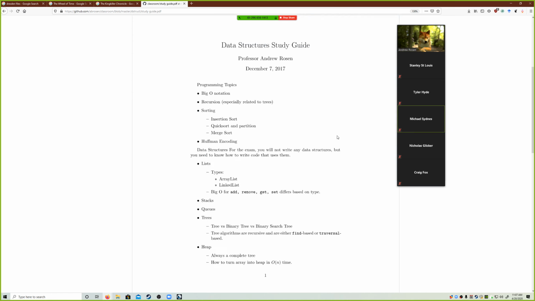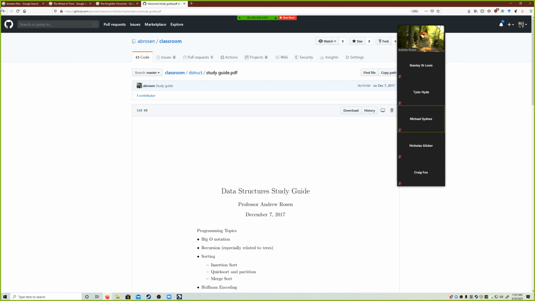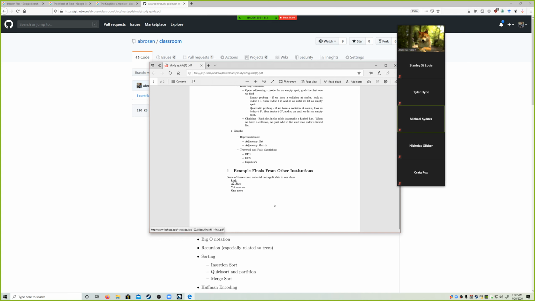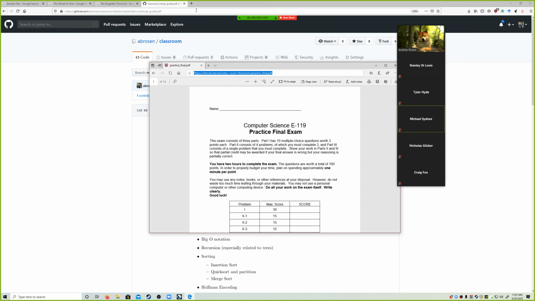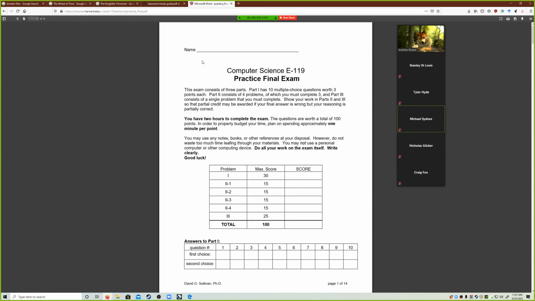So what I do is that over here, you can find this in my GitHub. Go to the data structures folder, go to study guide, click this so that you actually download it, because you can't click the embedded links unless it's actually in a PDF reader. So I'm going to use, not the first one, not the second one, this third link over here to begin with, which is the Harvard Practice Final for Data Structures. It's a very good practice final. And we're just going to go through as best we can.